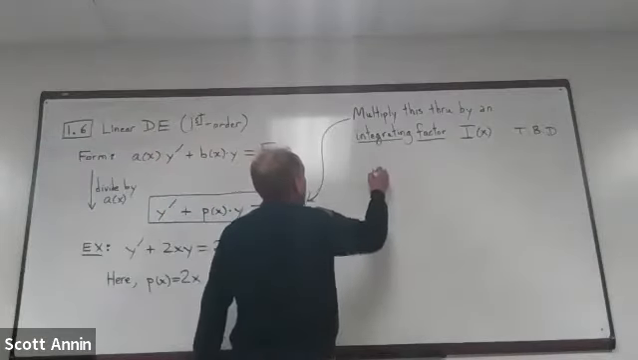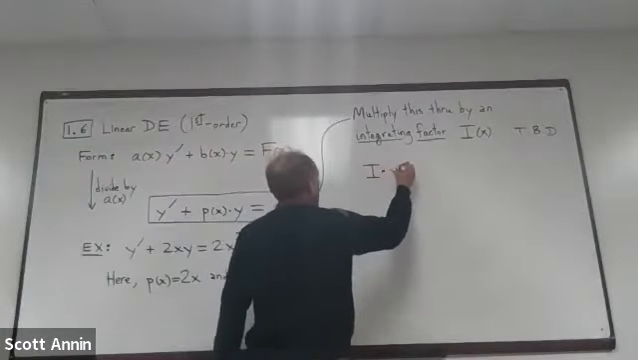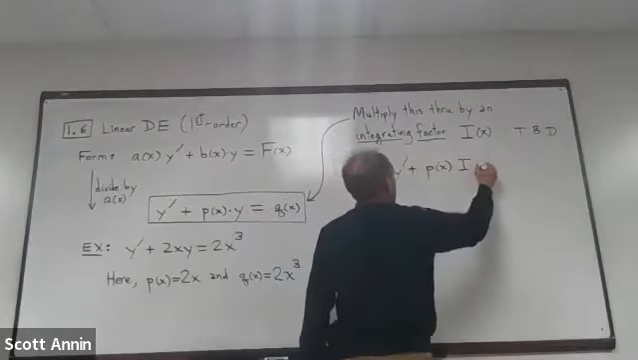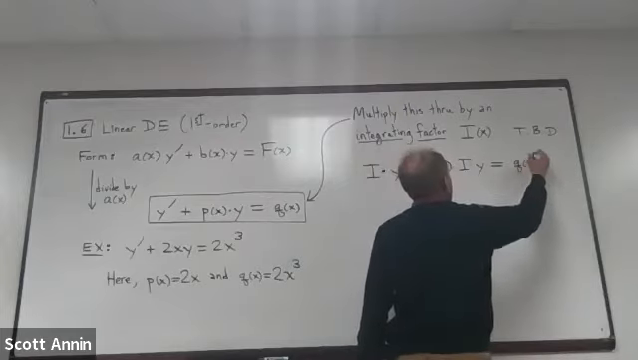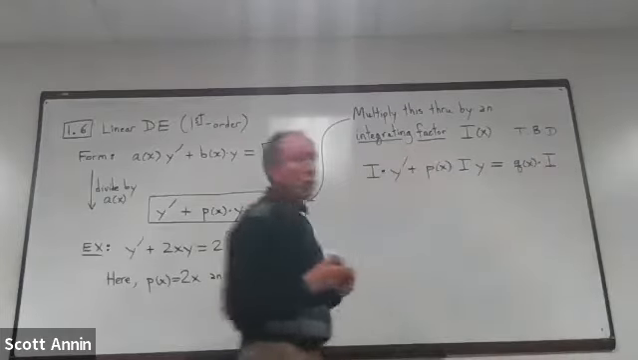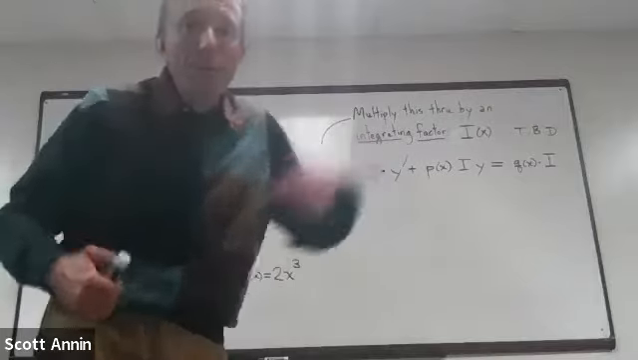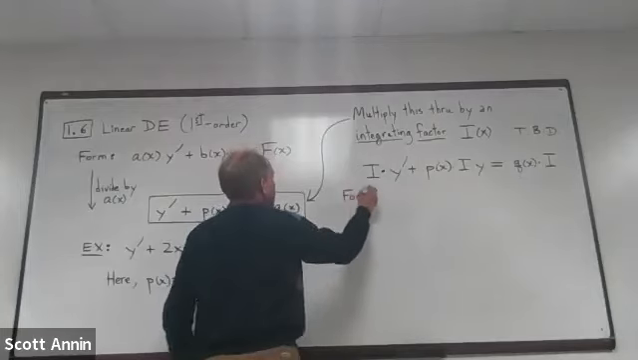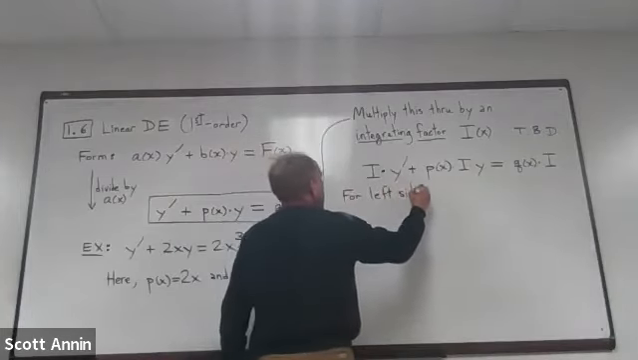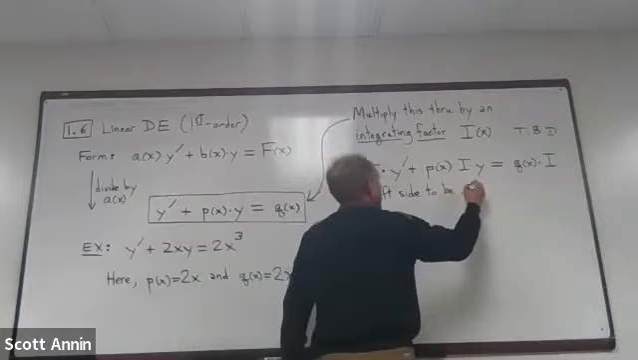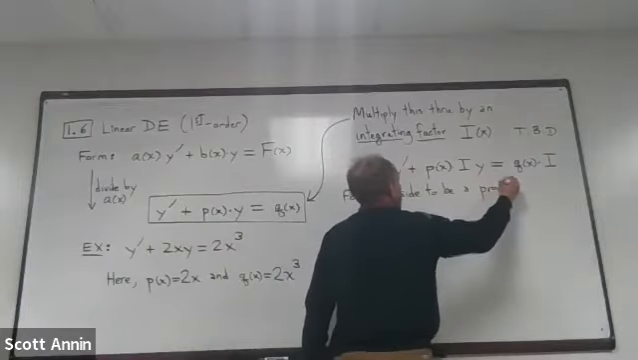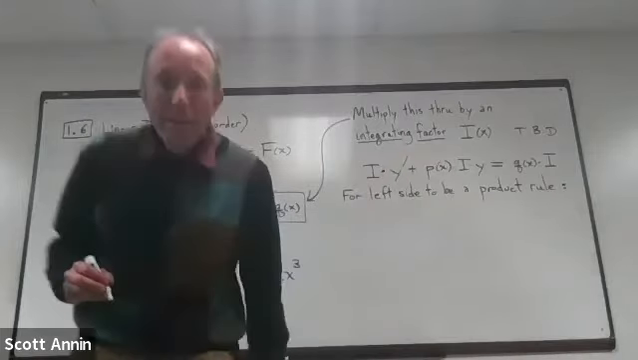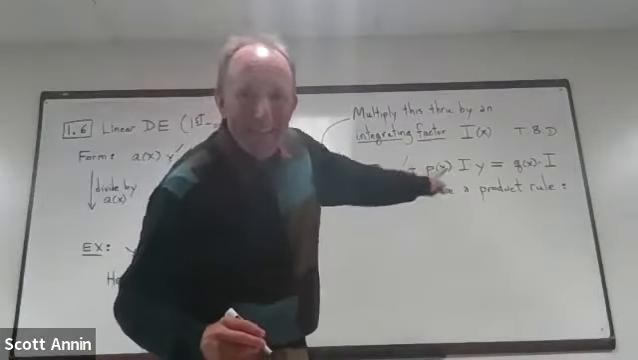So what I'm going to do is I'm going to write it as I times y prime plus p of x times I times y equals q of x times I. So I'm just throwing this I all the way through the terms of the equation. And now for the left side to be a product rule, the result of a product rule derivative calculation, you can see I have the y prime here and the y right here.